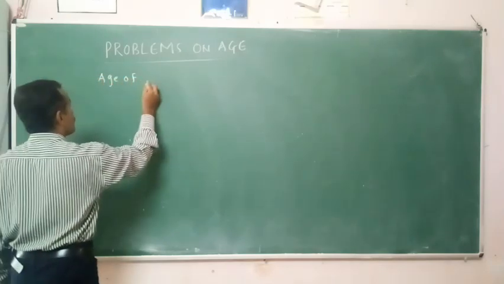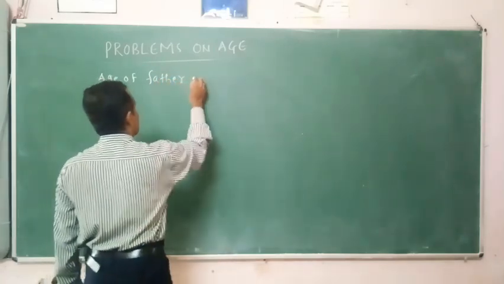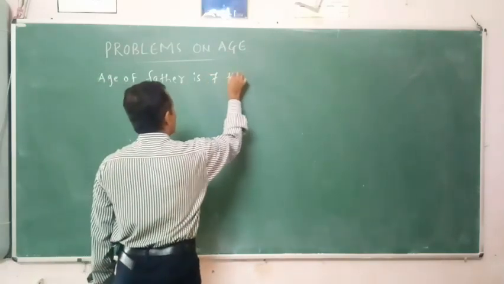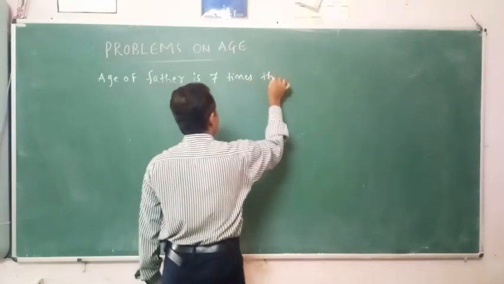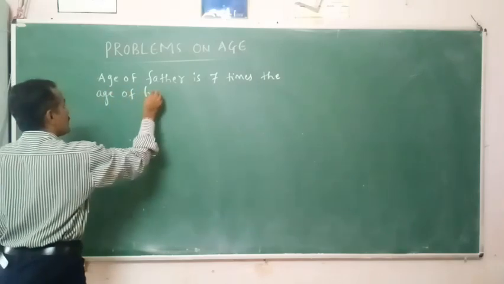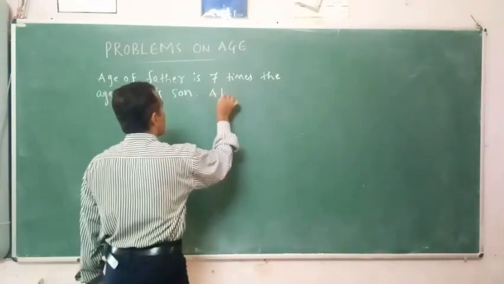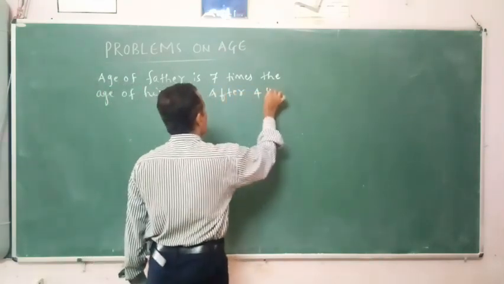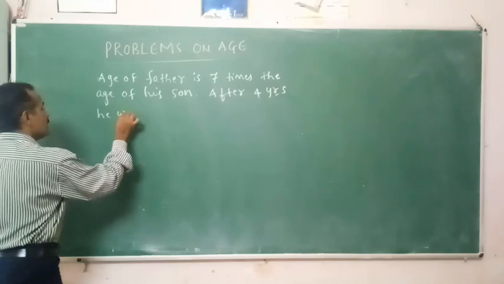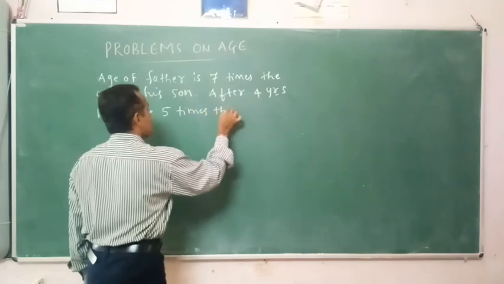Age of father is 7 times the age of his son. After 4 years, he will be 5 times the age of his son.